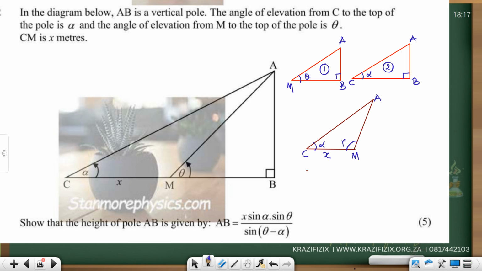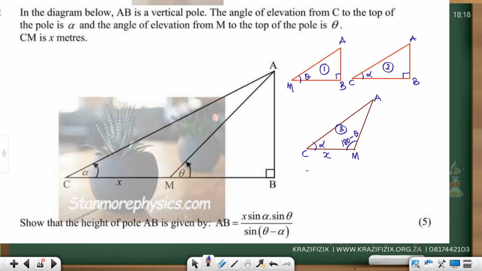Can I say this is 180 minus theta? I'm just filling in information quickly. Please let me know where you are lost, especially when I said 180 minus theta. If there's a question, quickly raise an alarm. Please give me a thumbs up if you are okay with my 3 triangles.